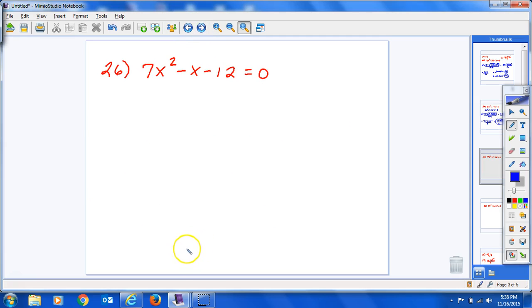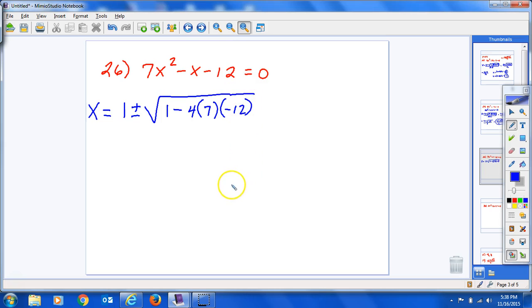All right. When you get down to problems like number 26, this is where if you have a non-perfect square number, we're going to approximate using rounding to the nearest hundredth. So let's take a look at this one. Negative b, the opposite of negative 1 is positive 1, plus or minus the square root of b squared. Well, negative 1 squared is 1, minus 4 times a times c. All right, and then all of this is divided by 2 times a, which is 14.